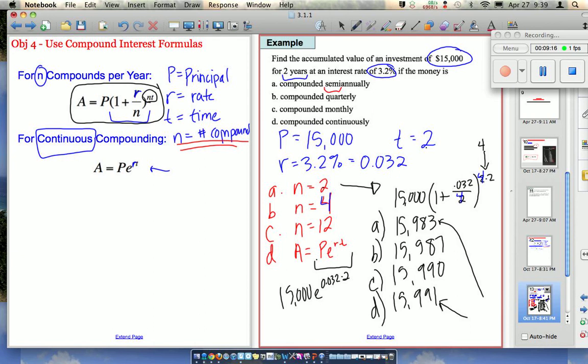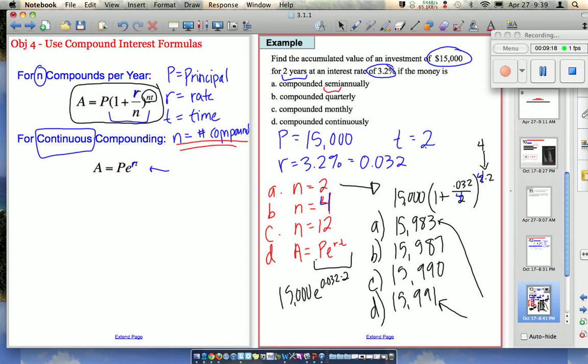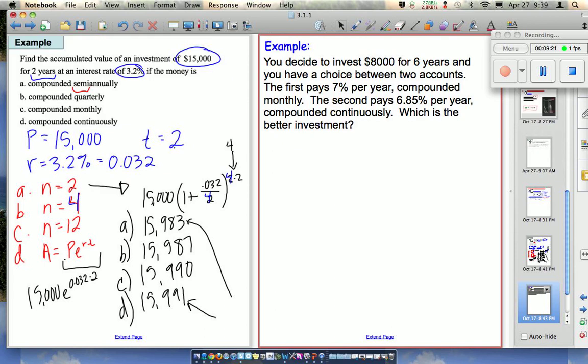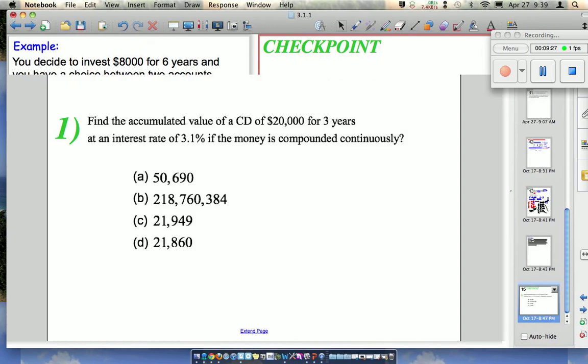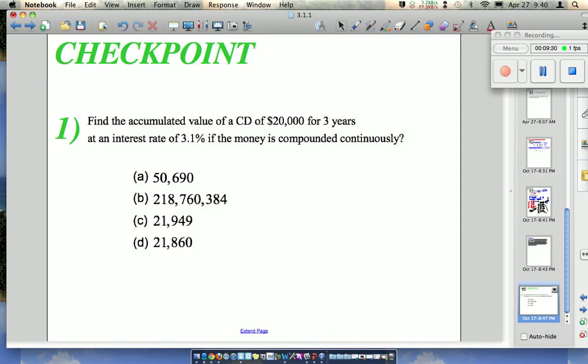So your checkpoint problem is going to deal with something similar. Find the accumulated value of a CD of $20,000 for 3 years at an interest rate of 3.1% if the money is compounded continuously. Those are your 4 answer choices there, so you know if you got it correct or not. Give it your best shot, and try using that formula and plugging in what you know.